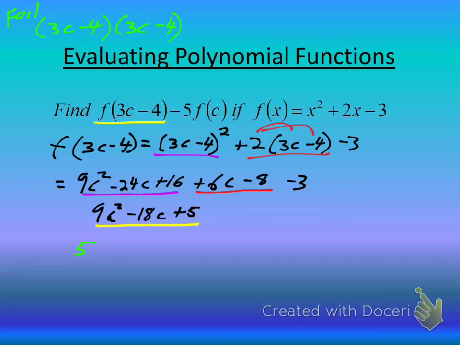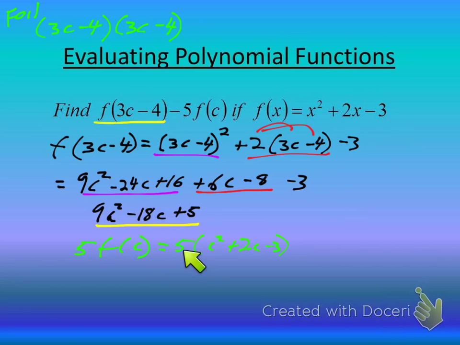So 5 f of c means you replace the x's with c, and then you multiply it by 5. You can do that in two steps. So 5 parentheses c squared plus 2c minus 3. For f of c, you replace the x's with c, which gives you c squared plus 2c minus 3. You need 5 of those, so we're going to distribute this 5 next.